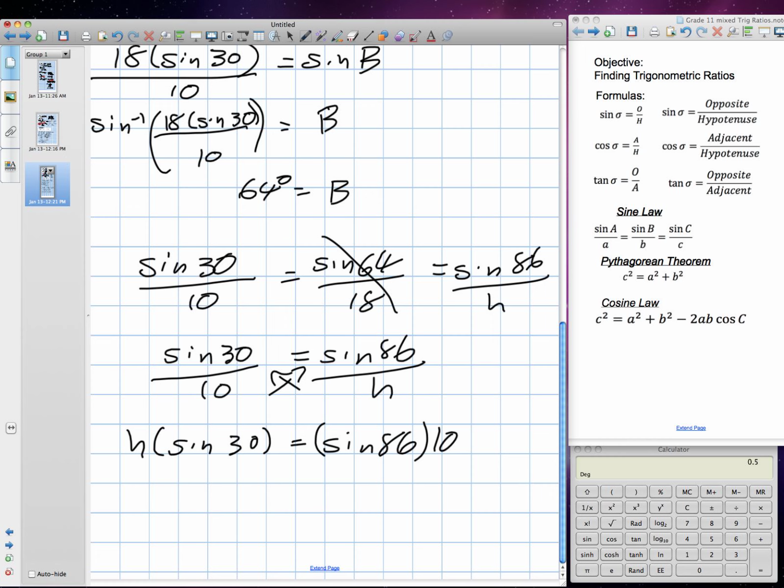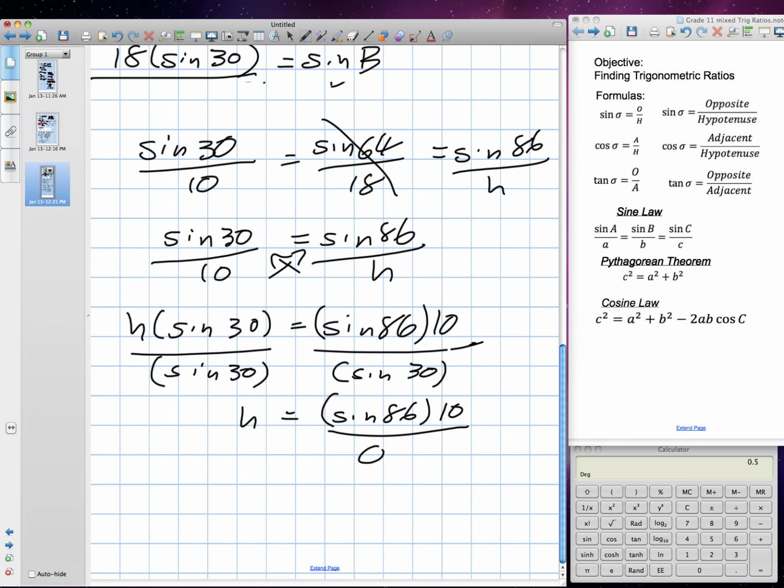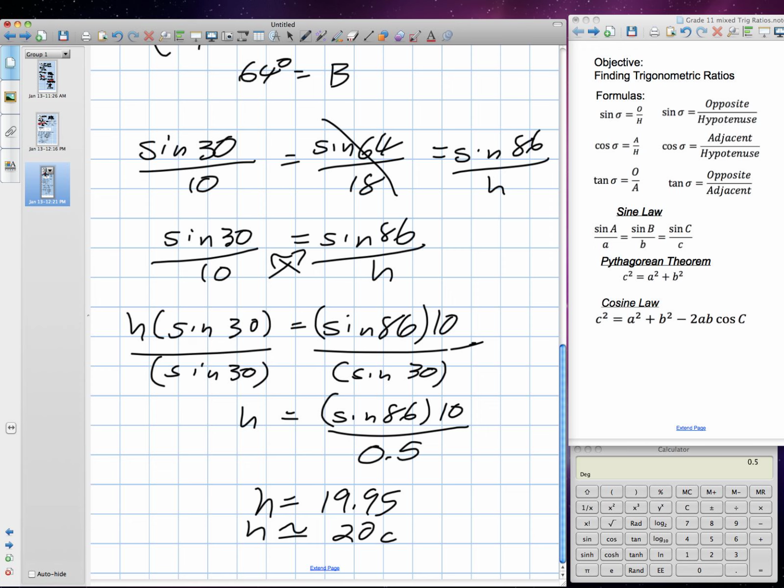It's 0.5, okay? So I'm going to move sine 30 over now because we have to isolate H. We're going to divide both sides by sine 30. We're going to get H is equal to sine 86 times 10, and I'm going to tell you sine 30 is 0.5, so I'm going to equate it right here. Then using our calculator, you would plug everything in. You would get 19.95, or approximately 20 centimeters. Okay? Yeah, it means approximately.